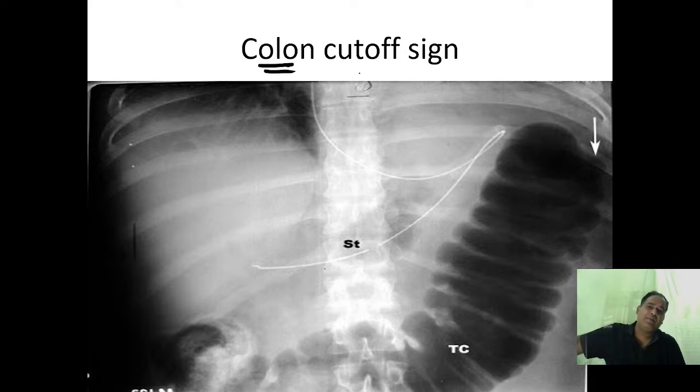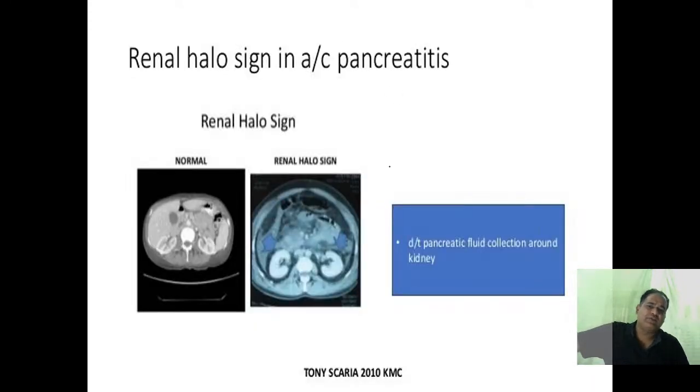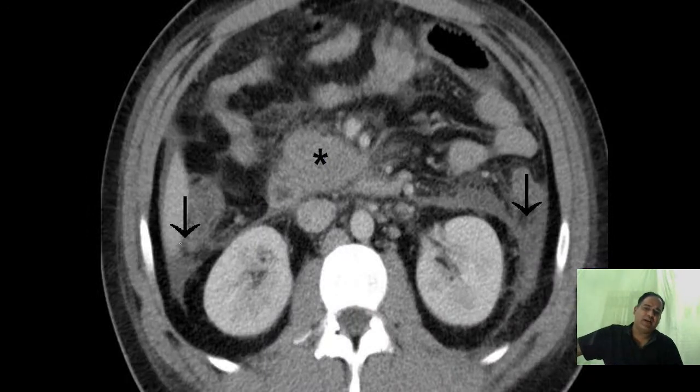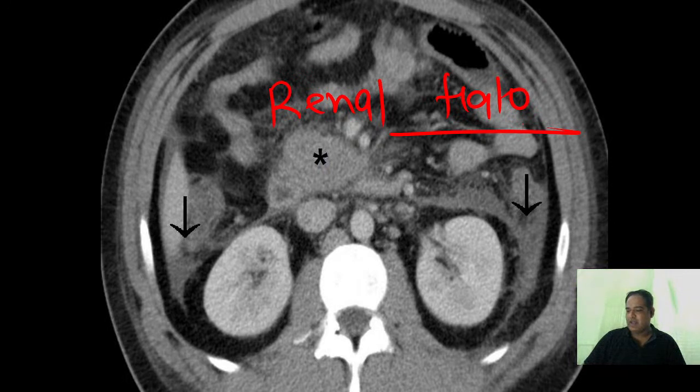Now, colon will be distended. Why? Because it is passing close by. Fine. So you get to see colon cutoff sign. So let's say normally the colon is like this. Here, what it would be? It would be like this. Fine. So this part will be dilated, the colon cutoff sign. Fat around the kidneys will be digested and it will give rise to the sign which is called renal halo. Fine. Around the kidneys, right kidney, left kidney.